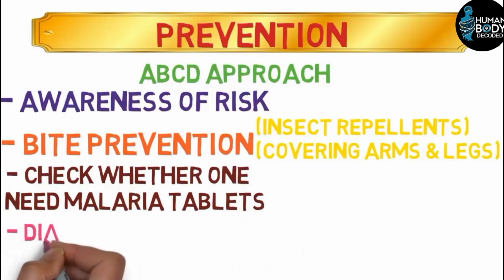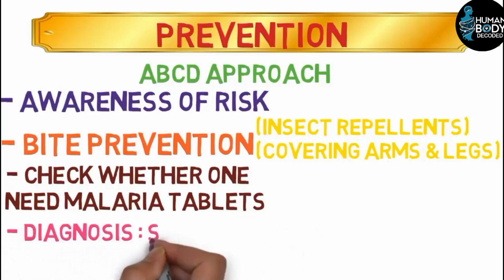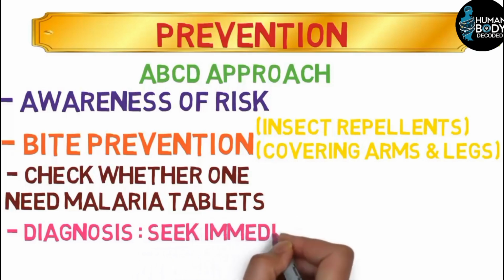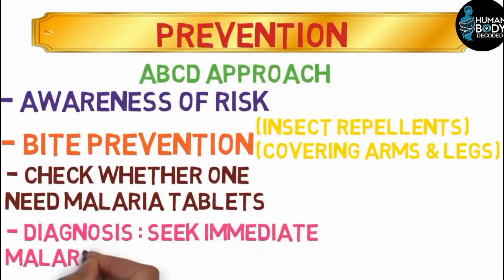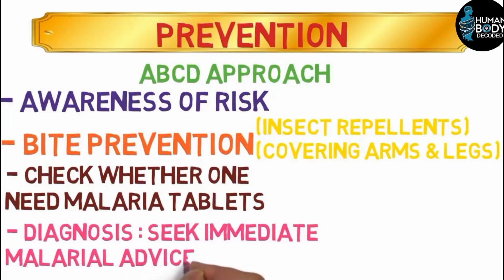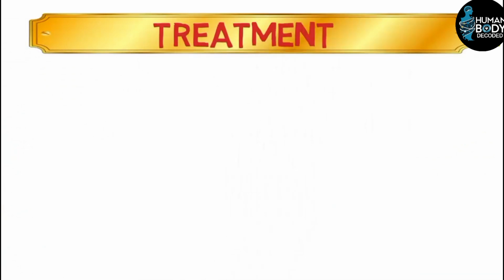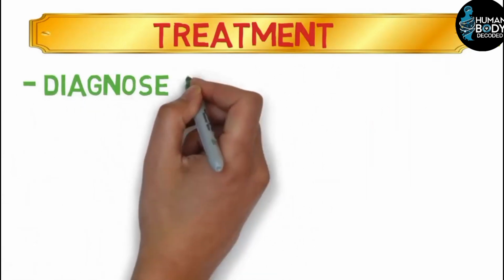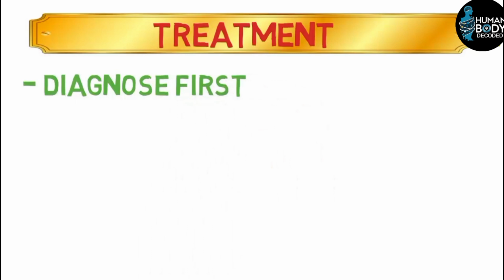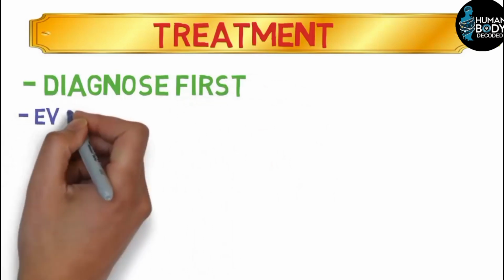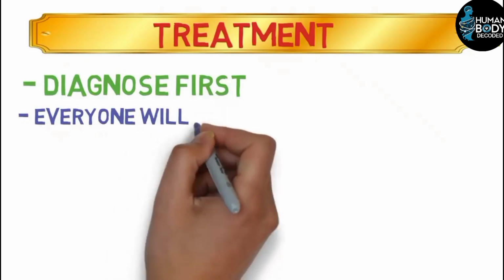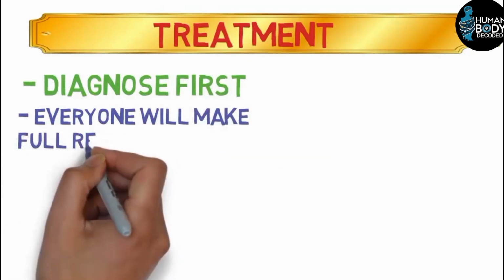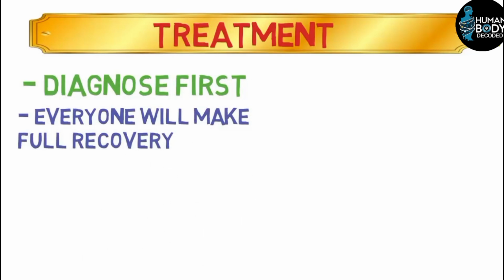D for diagnosis and treatment. Early diagnosis is essential. If you suspect malaria, get tested and follow up with a doctor for appropriate treatment. Treatment of malaria. What is the treatment for malaria? Diagnosis. The first step is to confirm the disease through proper testing. Recovery. The good news is that malaria is completely treatable and patients can make a full recovery.